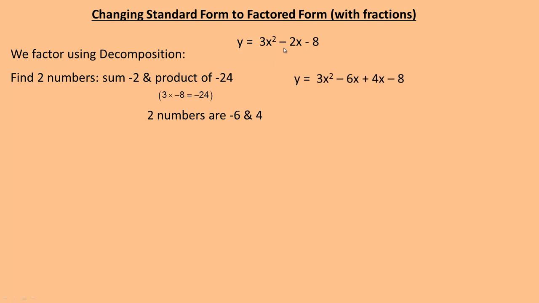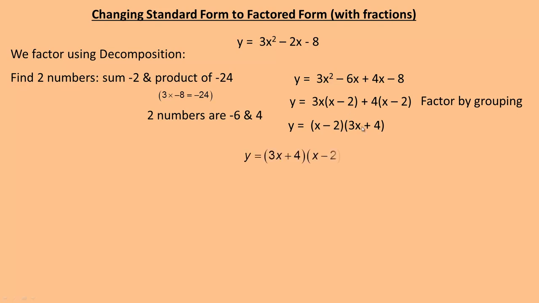So we would rewrite this: 3x squared term first, -8 still at the end, but we would change the -2x into -6x plus 4x. That's why it's called decomposition, because we're decomposing that linear -2x term into -6x plus 4x. And then we would factor by grouping. There's a common factor of 3x here, so we factor 3x out of the first two terms. 3x squared divided by 3x is x. -6x divided by 3x is -2. And we can factor a 4 out of these, leaving an x minus 2 as well. So the x minus 2 will factor out, and then what's left is 3x plus 4 for the other factor.